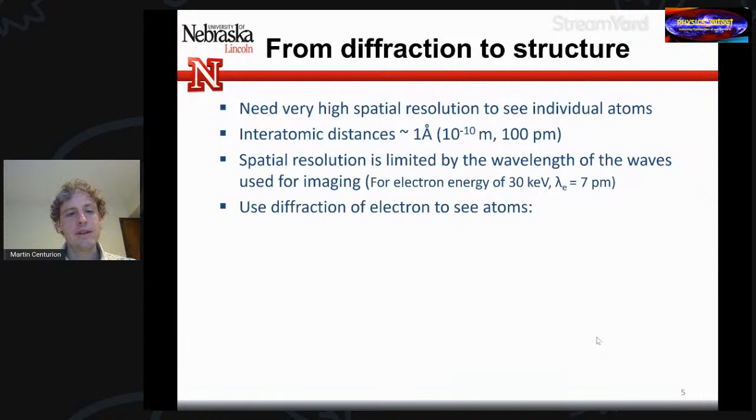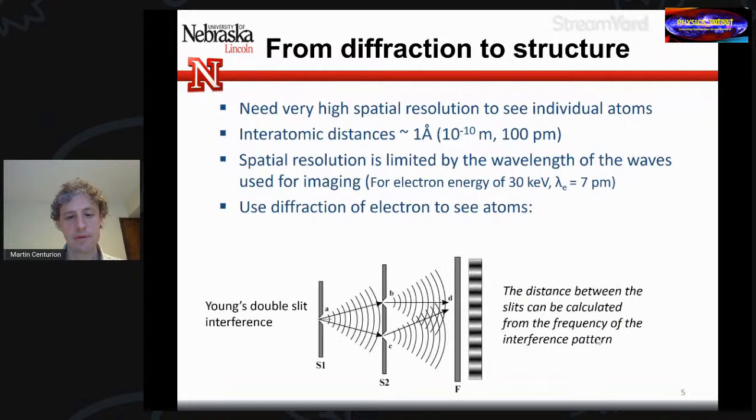So the idea is that we use electron diffraction to see the structures. And so what we want to see is resolved distances less than 1 angstrom. And we know that the spatial resolution of any imaging or diffraction is limited by the wavelength. So if you use visible light, you are limited to a few hundred nanometers. But if you use electrons, then you can easily reach wavelengths which are a lot smaller. For example, just accelerating electrons to 30 kiloelectron volts, you already have a wavelength of 7 picometers, so well below 1 angstrom.